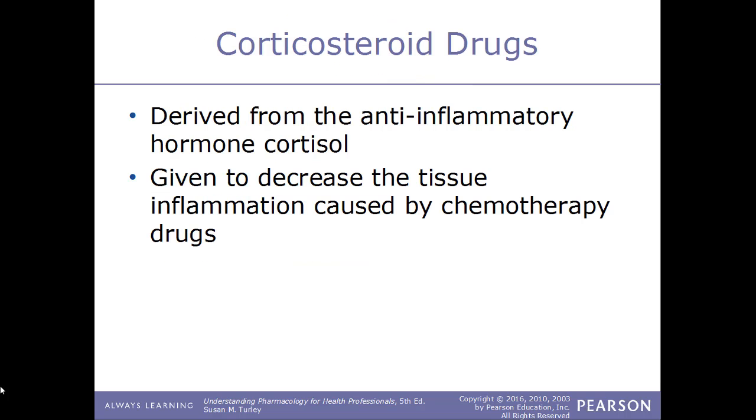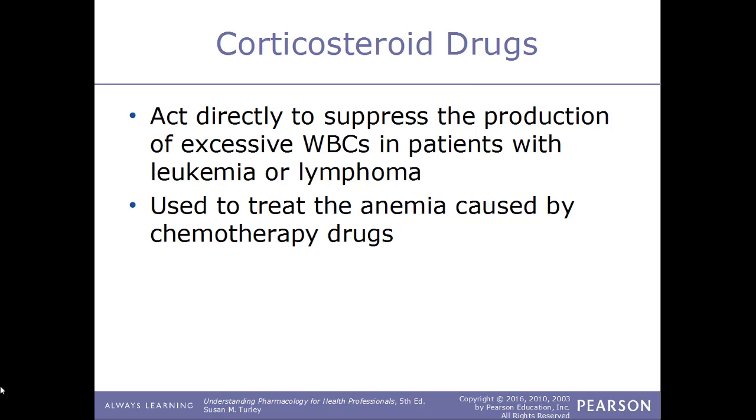Zolinza. Another type of chemotherapy drugs are the corticosteroid drugs, and these are derived from the anti-inflammatory hormone cortisol, and these are given to decrease the tissue inflammation that's caused by chemotherapy drugs. And these act directly to suppress the production of excessive white blood cells in patients with leukemia or lymphoma. These are also used to treat the anemia that's caused by chemotherapy drugs.